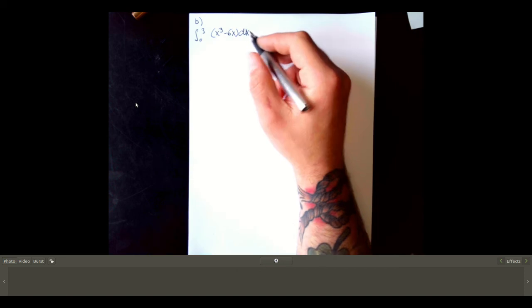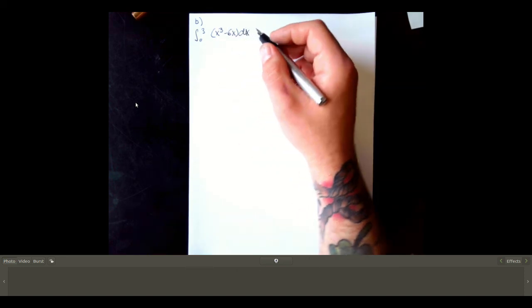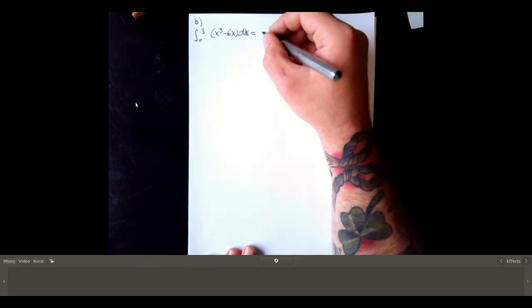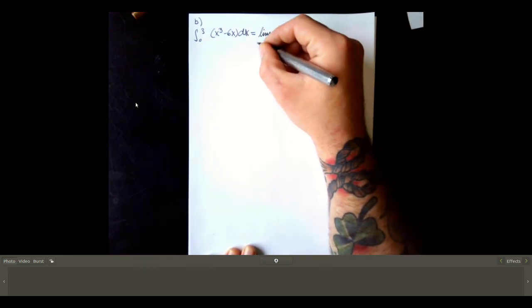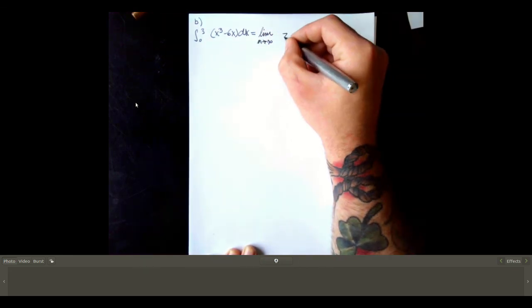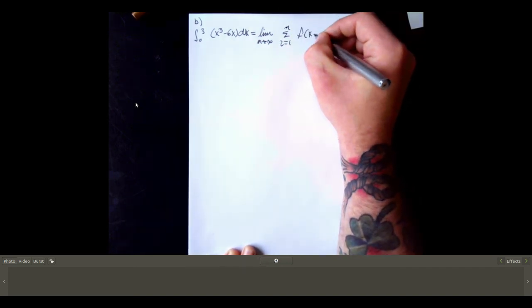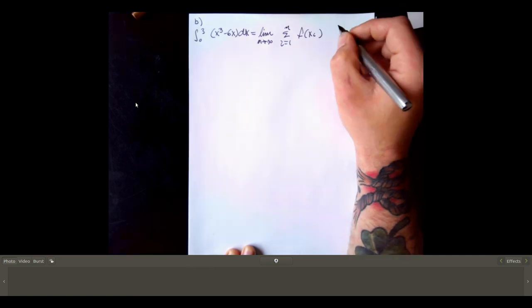So for part B, we're actually going to evaluate this integral. To evaluate this integral, for now, we're going to go back to this limit definition. The limit, as n goes off to infinity, of the sum from i equals 1 to n of f of x sub i times delta x.